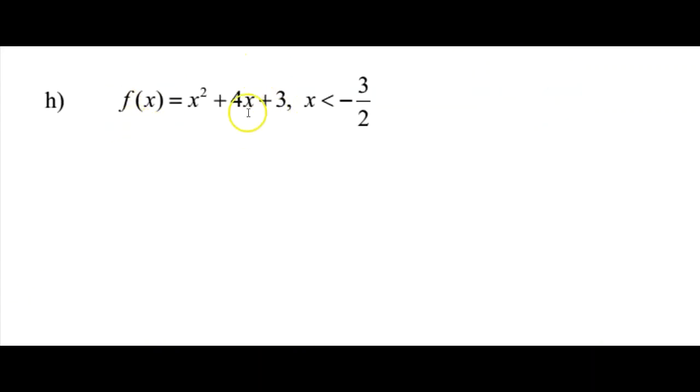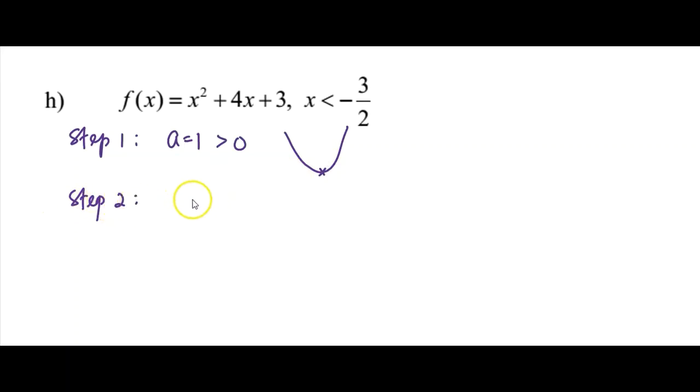For this function, since the function consists of x squared, x, and a constant term, I will proceed to step 1 and step 2. Consider the shape of the graph first. Because a equals 1, which is positive, I know that the graph has a minimum point. To find the minimum point, I need to proceed to step 2 and do completing the square for the function f(x).